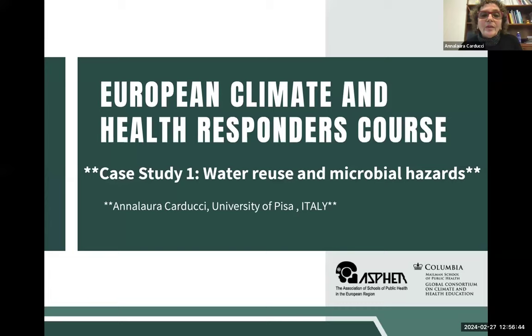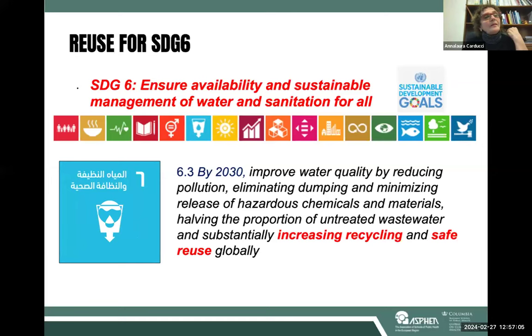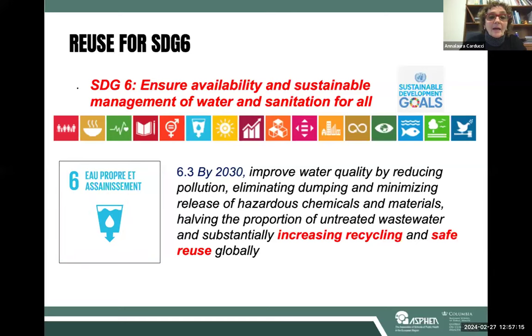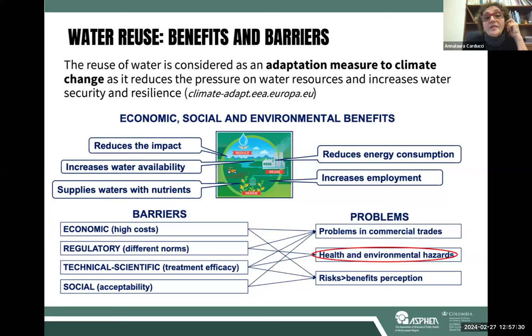Thank you to you for the possibility of speaking about water use, because it is a possible solution for climate change. Using water can be an important mitigation measure. It is also mentioned by the target of the sixth Sustainable Development Goal, that is aimed to improve water quality by reducing pollution, but also by increasing recycling and safe reuse of water. Water reuse is considered as an adaptation measure to climate change, but also it has economic, social, and environmental benefits.